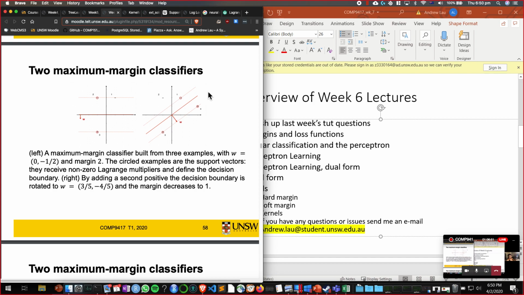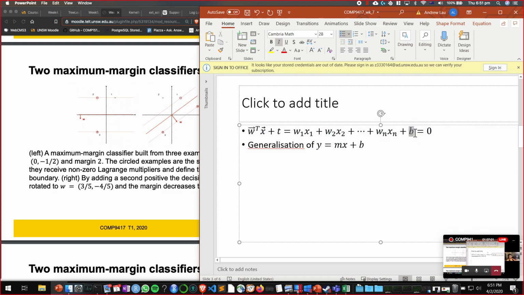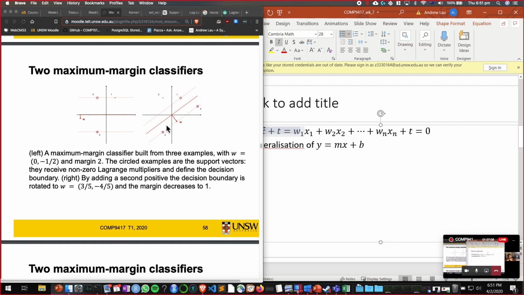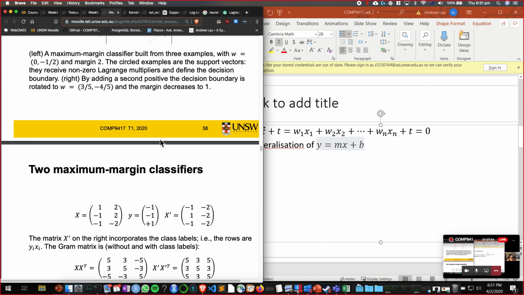After we solve for W and T, we can plug them in here. You can think of this as T really, or it might be negative T; you can flip the sign, it doesn't matter. Once we solve for the best W vector and the T, we plug them in here, and this will give us a classifier. If this is greater than 0, then it's positive. If it's less than 0, then it's negative, etc.